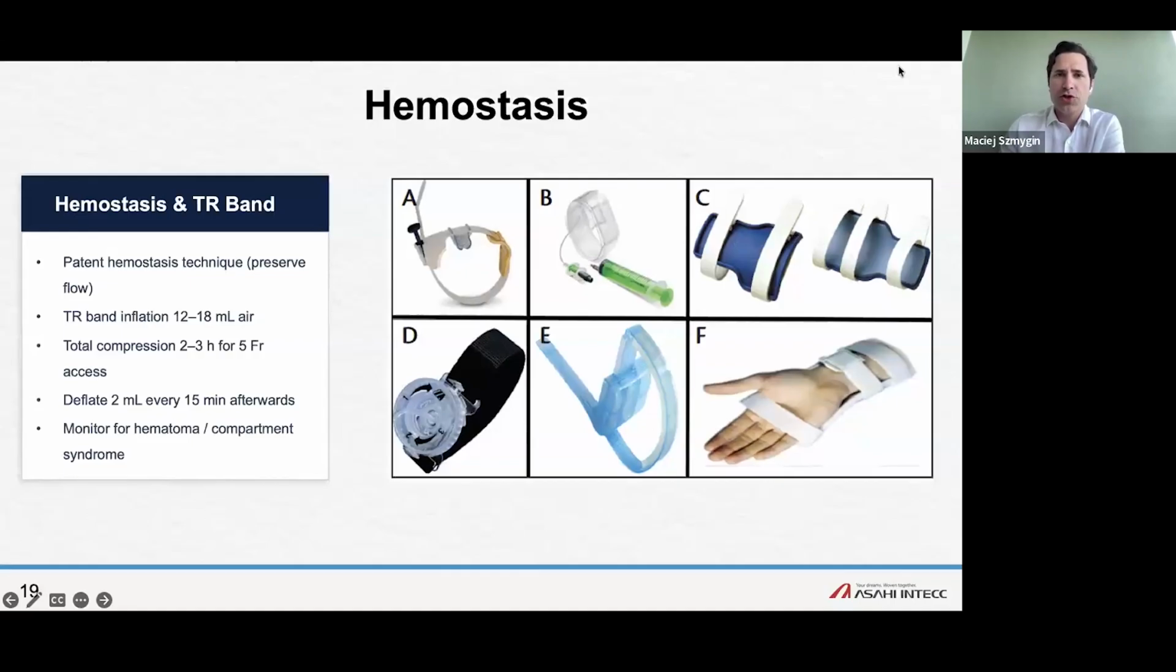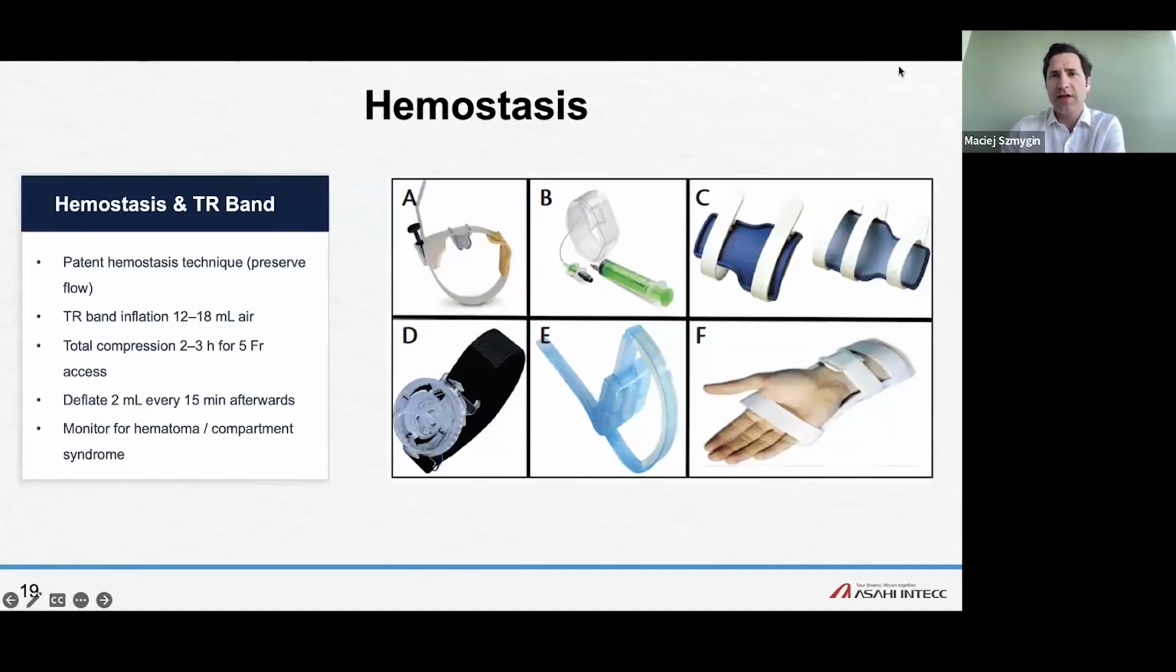Sometimes what we do, if we are not sure after the procedure if the fingers are adequately perfused, we put an oximeter at the finger, and if there are good values, then it's perfectly fine.